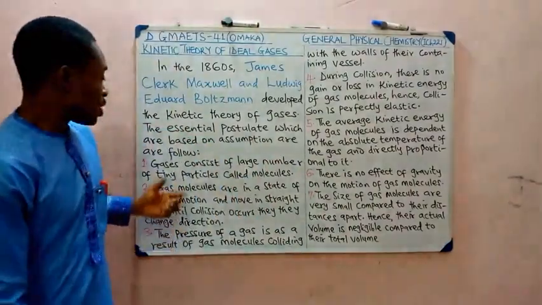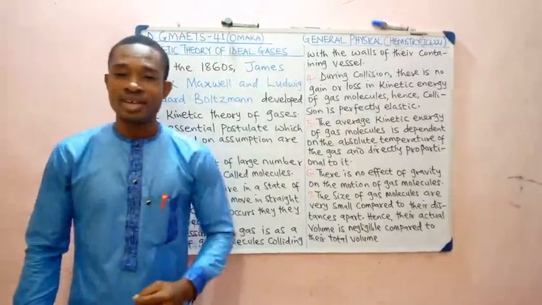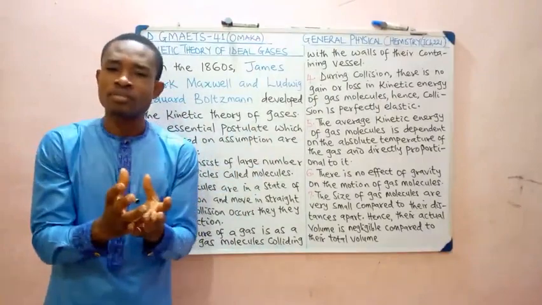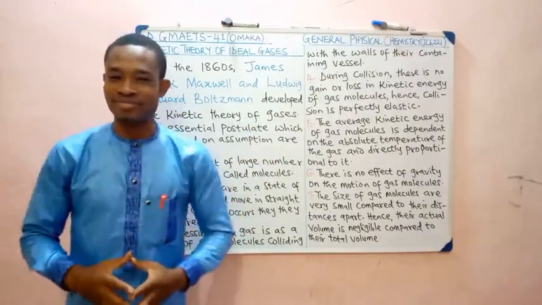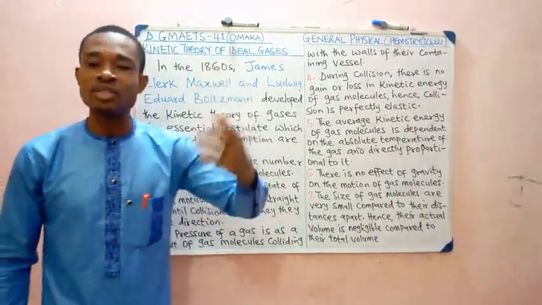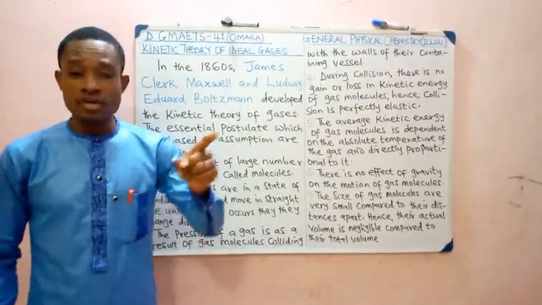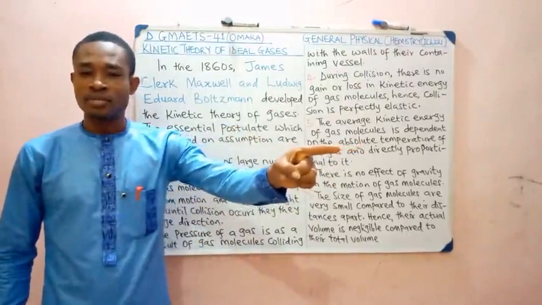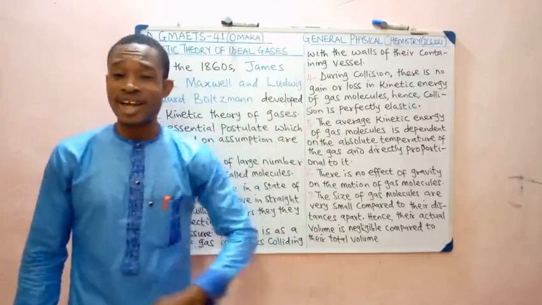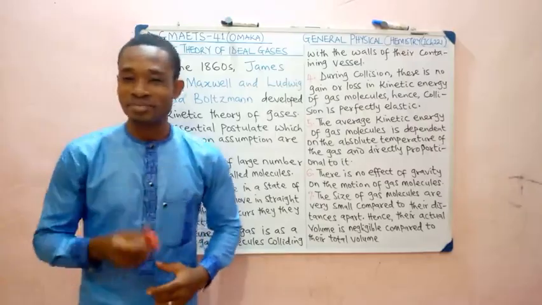One of them is that gases consist of a large number of tiny particles which we call molecules. So once you see a gas system, you want to know that this gas system is made up of molecules, many of them. Number two, gas molecules are in a state of constant random motion. They keep moving, alright? They don't rest, and they move along a straight path. They can only change their direction if they collide with another gas molecule or if they collide with the walls of their containing vessel.